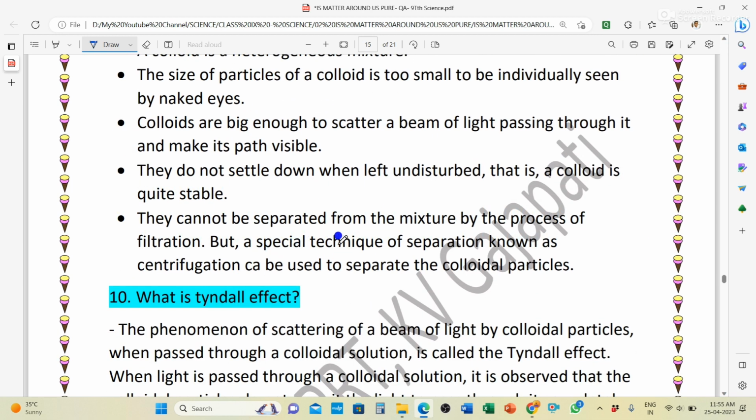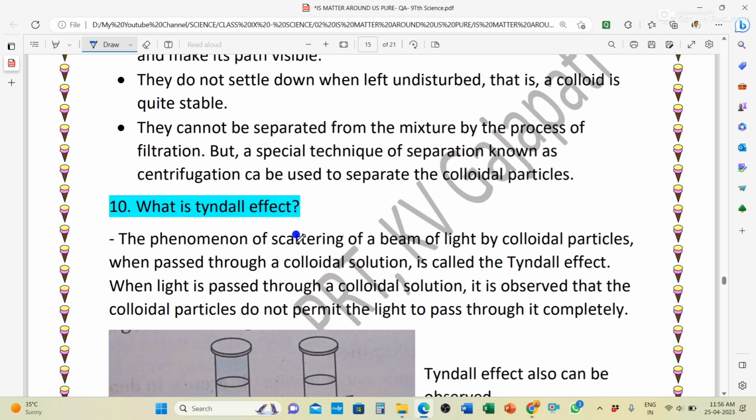They cannot be separated from the mixture by the process of filtration, but a special technique of separation known as centrifugation can be used to separate the colloidal particles. So we cannot separate the particles of a colloid by filtration, like in the case of a suspension. We have to use the centrifugation method to separate the colloidal particles.